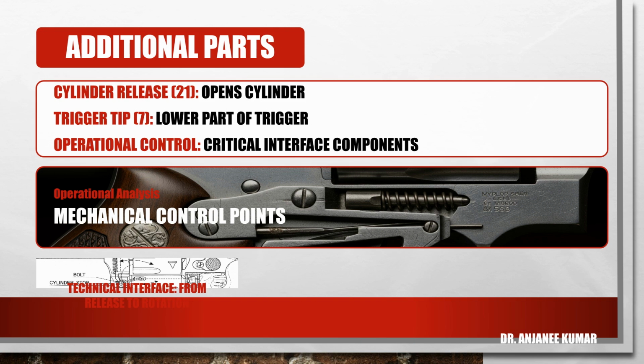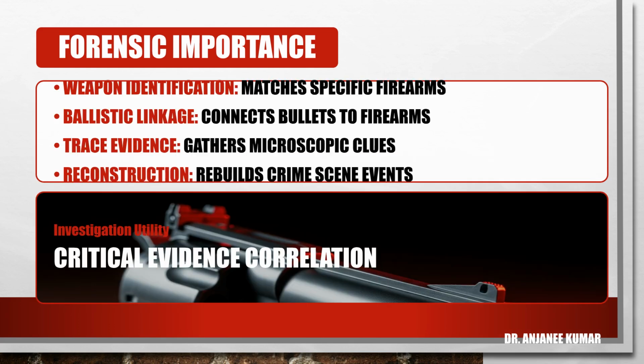Additional parts include the cylinder release, which opens the cylinder, and the trigger tip, the lower part of the trigger. These are critical mechanical control points for operational analysis. Identifying these parts has significant forensic importance. It enables weapon identification, ballistic linkage, trace evidence gathering, and crime scene reconstruction.